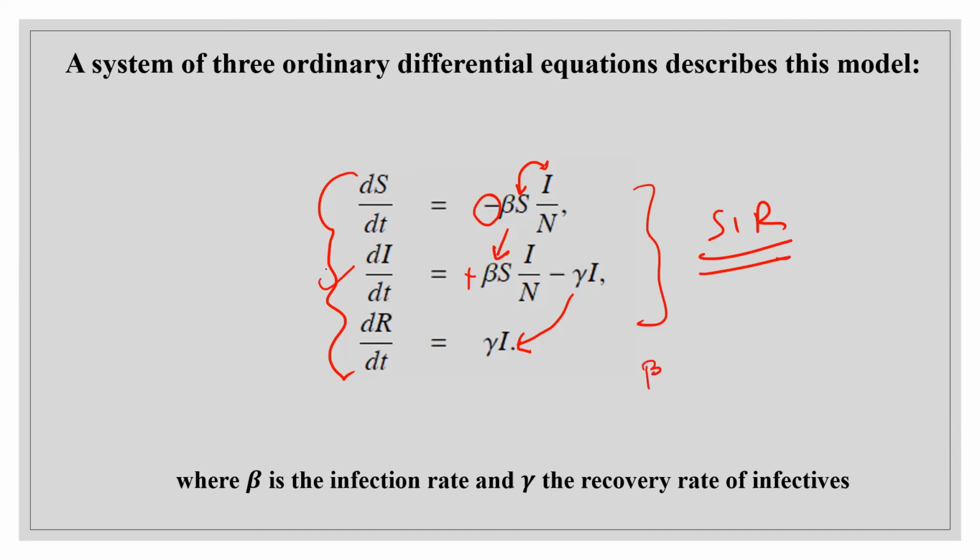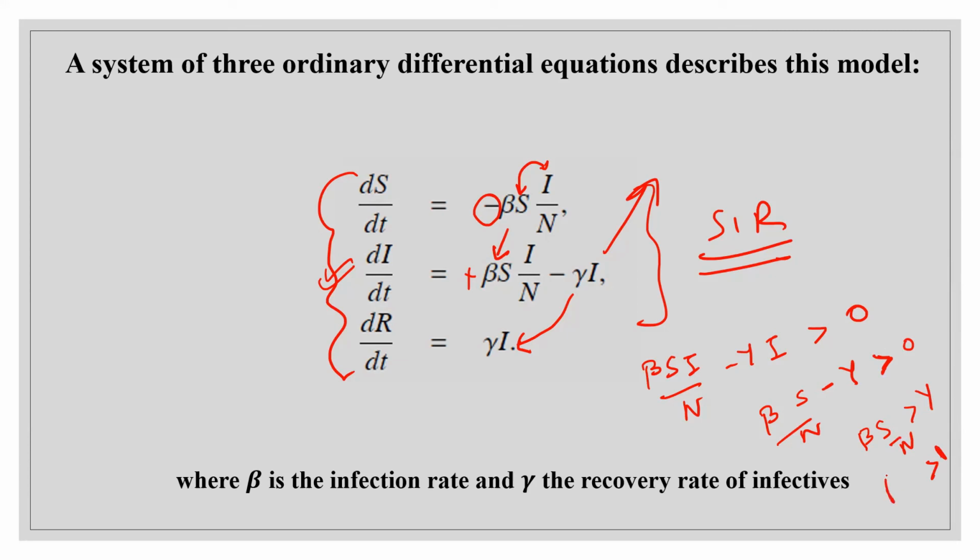Just see this second equation. I want the rate of change of infective to be greater than 0, meaning I is increasing. So if this is greater than 0, I can take I as common, because I is not less than 0. So I can write this as beta S by N is greater than gamma, or beta by gamma times S by N is greater than 1.